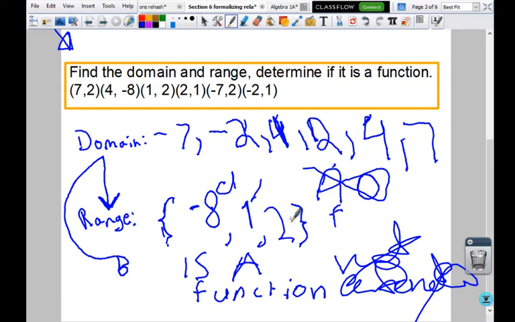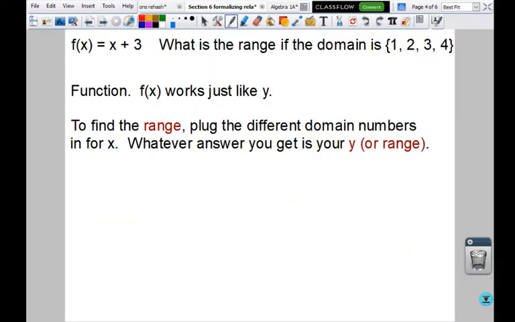Alright, so we're going to have one more piece. Not only are we going to list domain and range from lists, we are also going to calculate some range when we're given some domain. So, we're going to look at f of x equals x plus 3. And this is a function. This is how we say function.